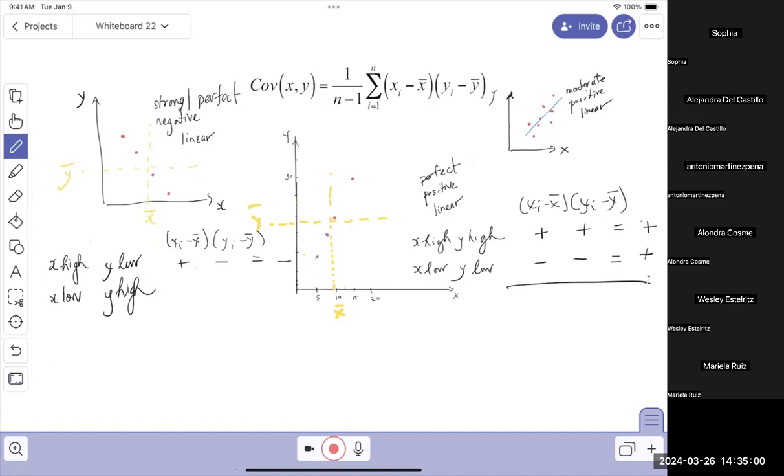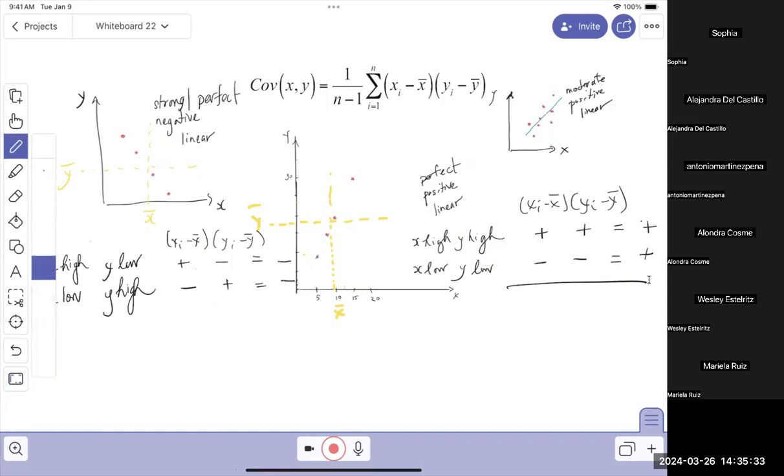Negative. Good. When x is low, the deviation from the mean will be negative. When y is high, the deviation from the mean will be positive. That will result in a negative, and that's why you have a negative relationship, because you're going to be averaging mostly negative values. So the result will be negative. Got it? So that's how it works. That is a covariance.